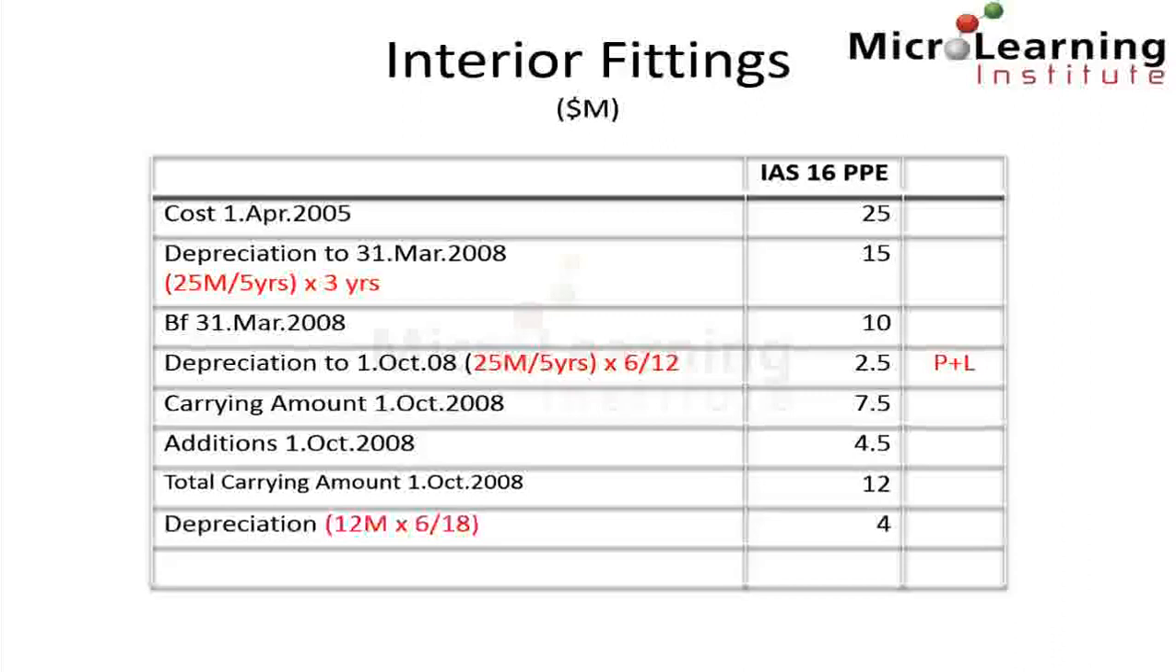We now charge depreciation on the $12 million for the remaining 6 months of the year. Bear in mind that the useful economic life of the interior fittings remains for an existing 18 months. This depreciation charge is also charged to profit and loss, leaving us with a balance carried forward in relation to interior fittings of $8 million on the statement of financial position of Flightline.